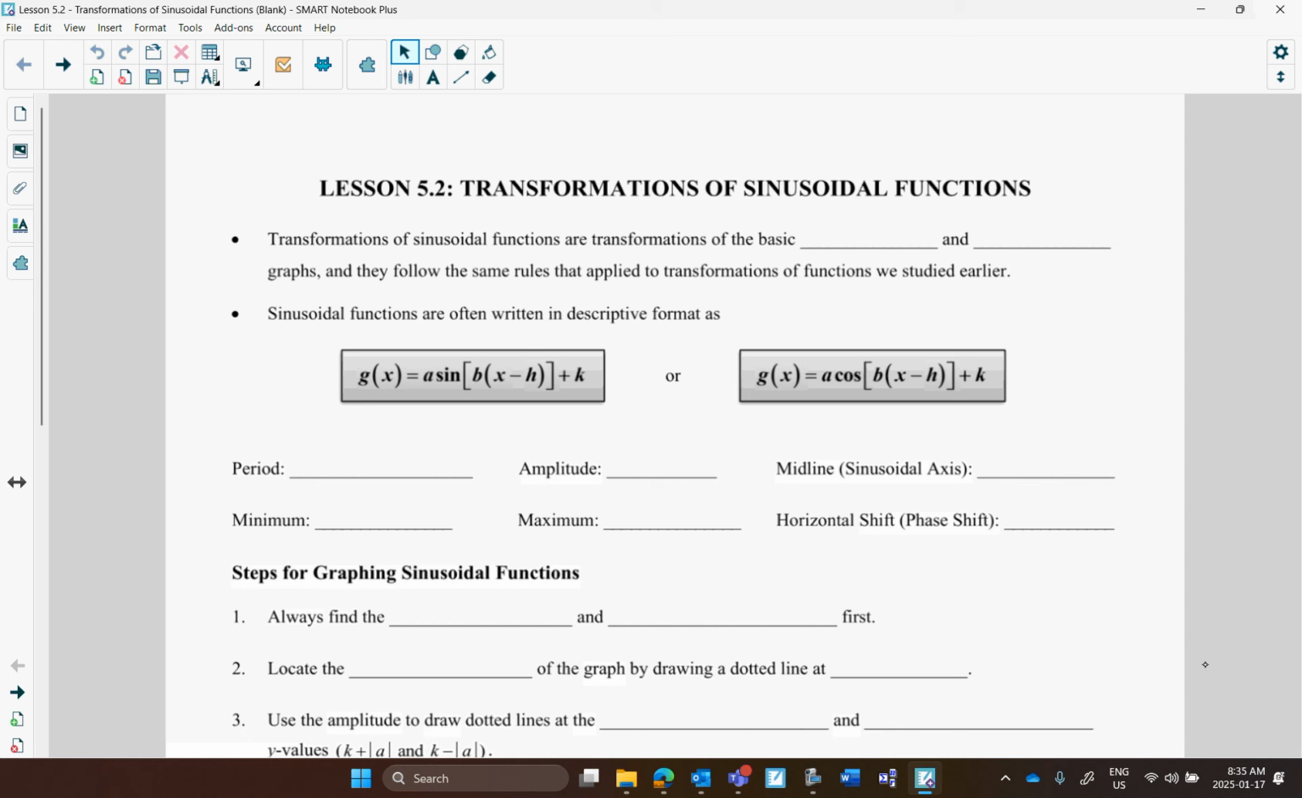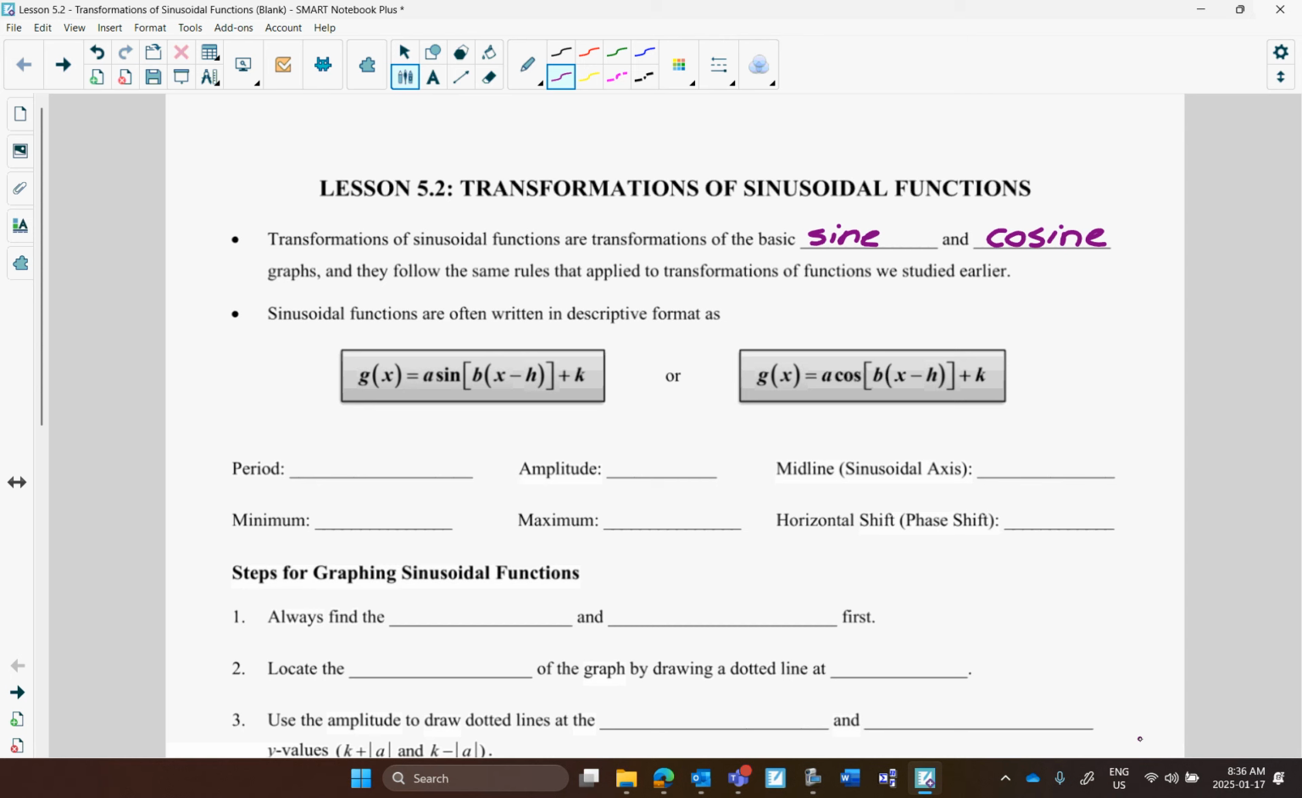So we talked about sinusoidal functions, specifically sine and cosine, what their basic graphs look like, as well as we've done transformations. We looked at what stretches look like. We looked at what reflections or flips look like. And of course, the one we have to add are shifts.